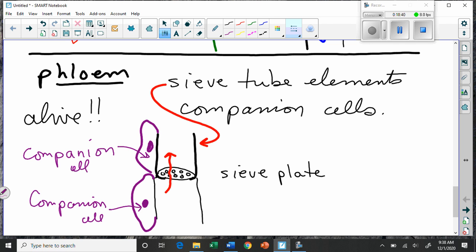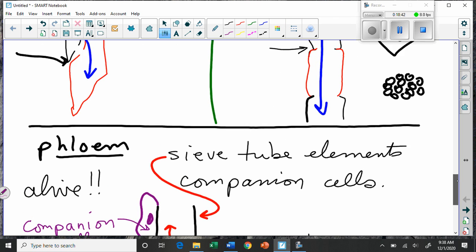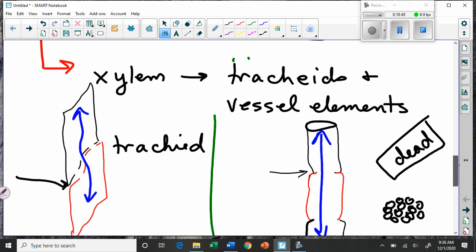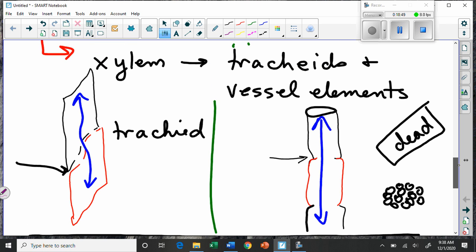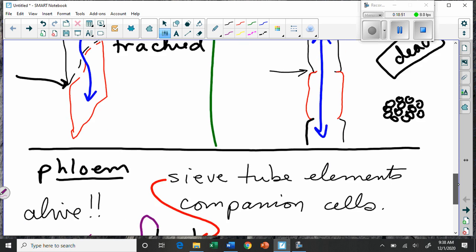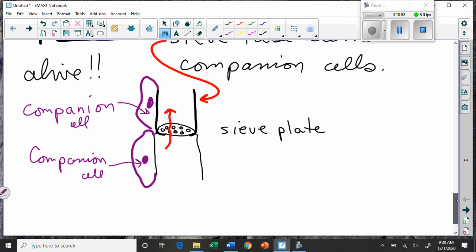So that's the two sort of mechanisms, or the two sort of structures, I guess you could say, of how the xylem and phloem are set up. The xylem is essentially just tubes, whereas the phloem is living cells end to end with a special sieve plate in between them that allows for the movement of things. And we'll get into some of those details of how that works a little bit later.